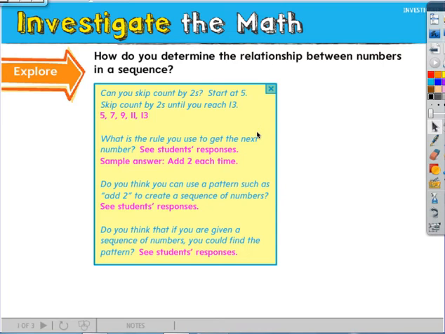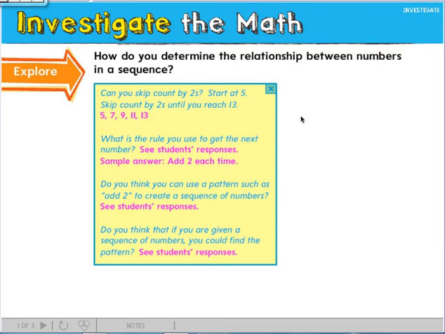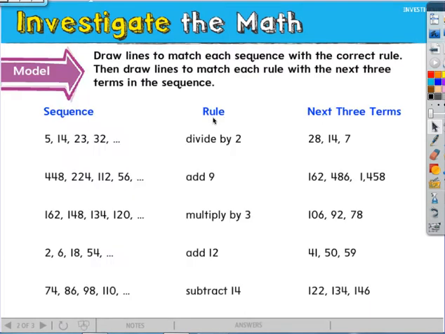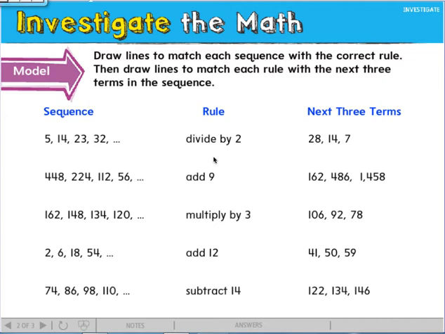So it says you can count by 2. All right. We talked about all kinds of different rules. We can add 2 to create a sequence of numbers. They're going to give us some examples right here. So here's our sequences. Here's our rule. Our next 3 terms. This is what we're going to do today on our own.